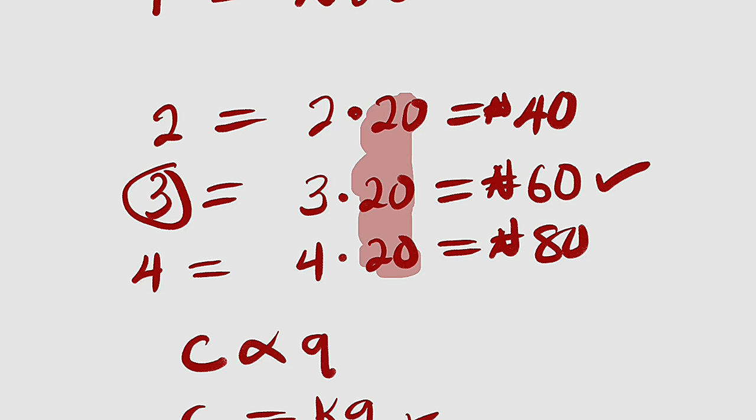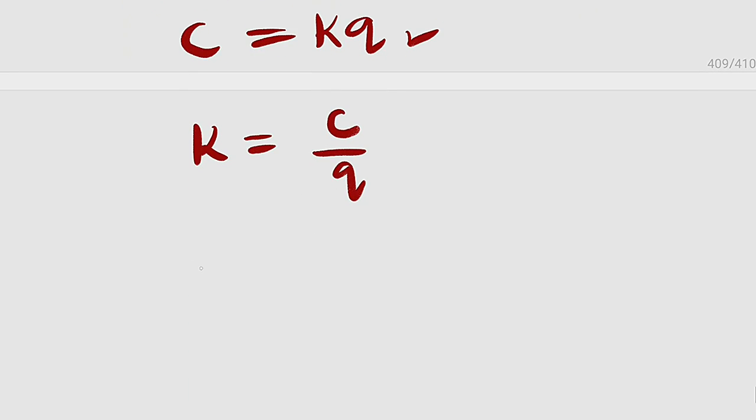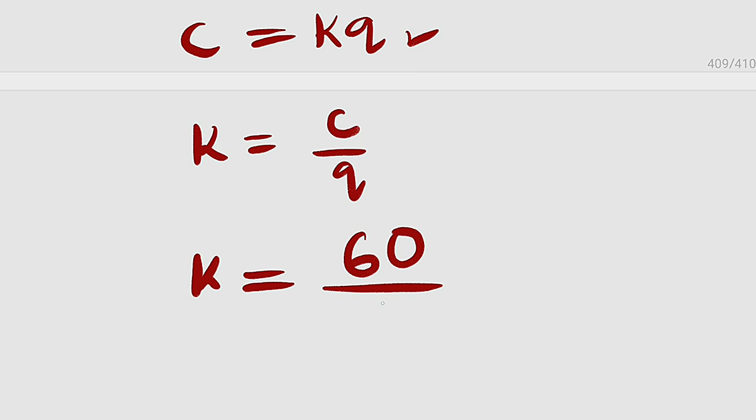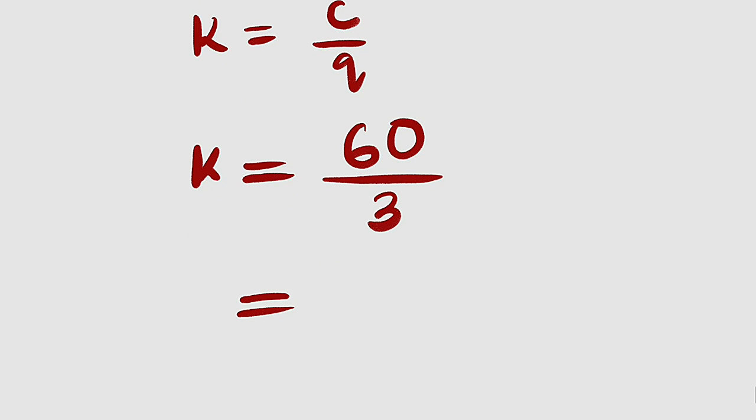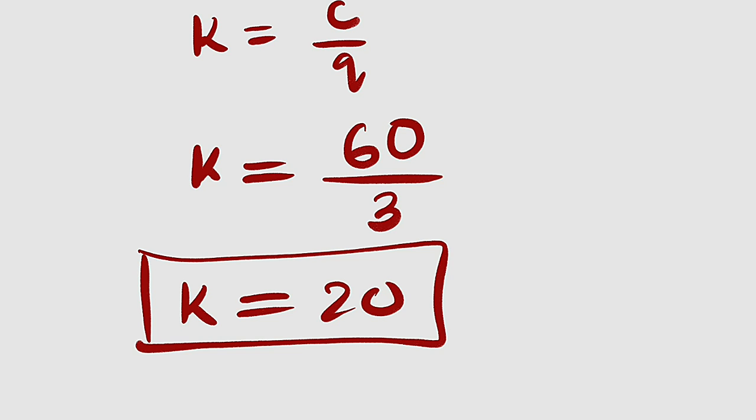So it will be what? The cost is 60, that is the cost of 3 books. Then we divide by the quantity, which is 3. And 60 divided by 3 will definitely give us 20. Can you see that? K, which is the constant of proportionality here, is equal to 20.